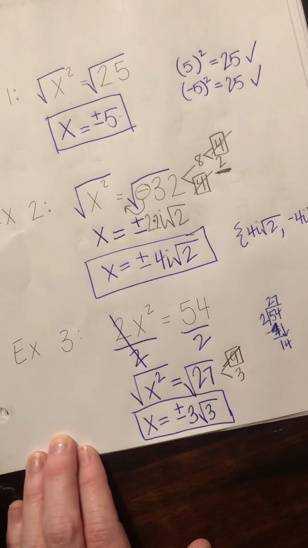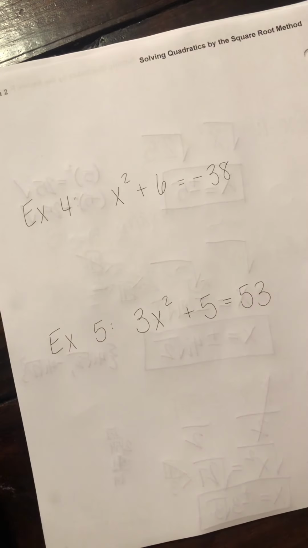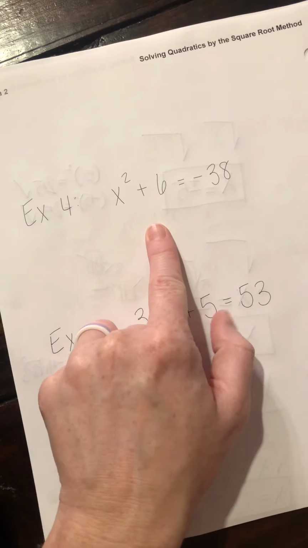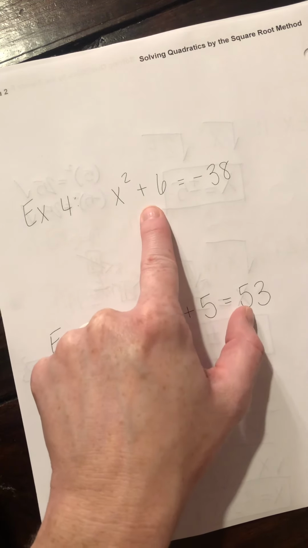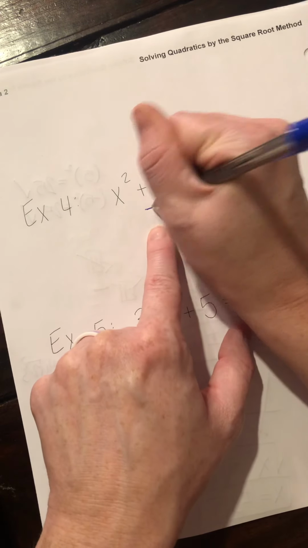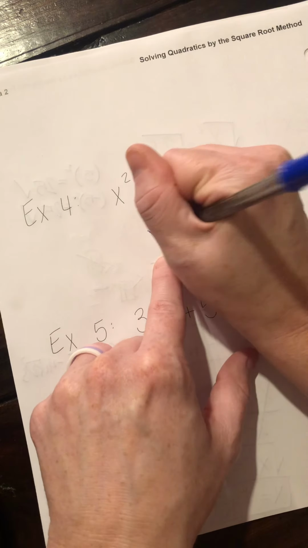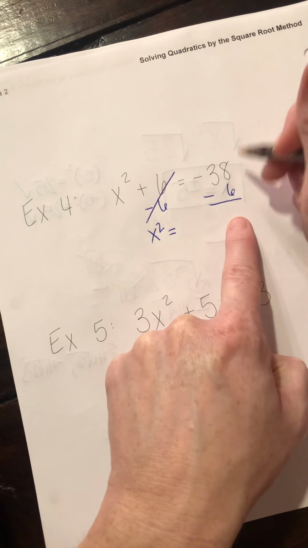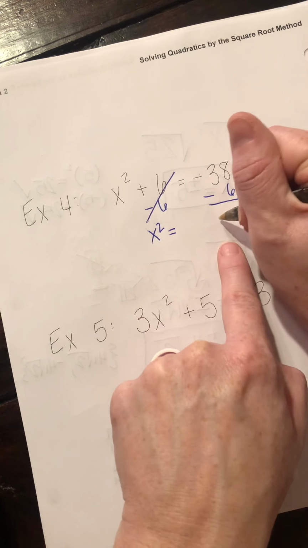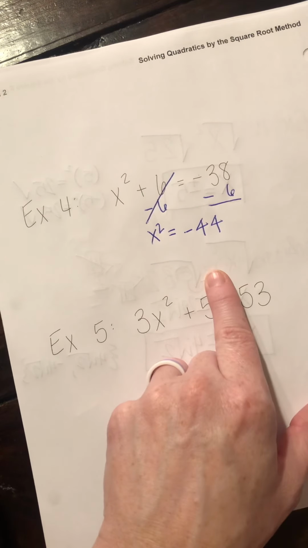Okay? All right, so let's flip the page real quick, and let's look at a couple more examples. This time, I have plus 6 attached to my x squared. Well, how do I get rid of a plus 6? I'm going to subtract 6. So here I have x squared is equal to negative 38 minus 6 more. I'm just going to add these two together. That is going to give me negative 44.